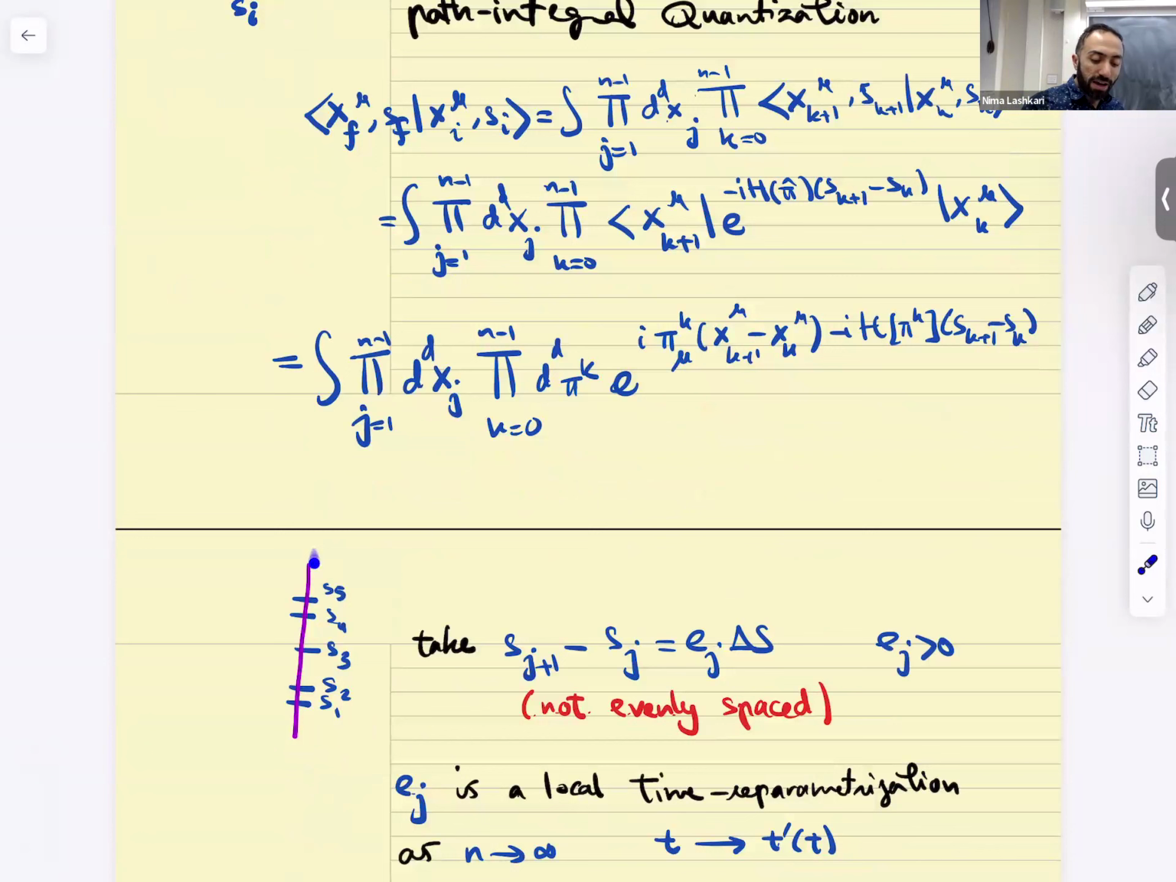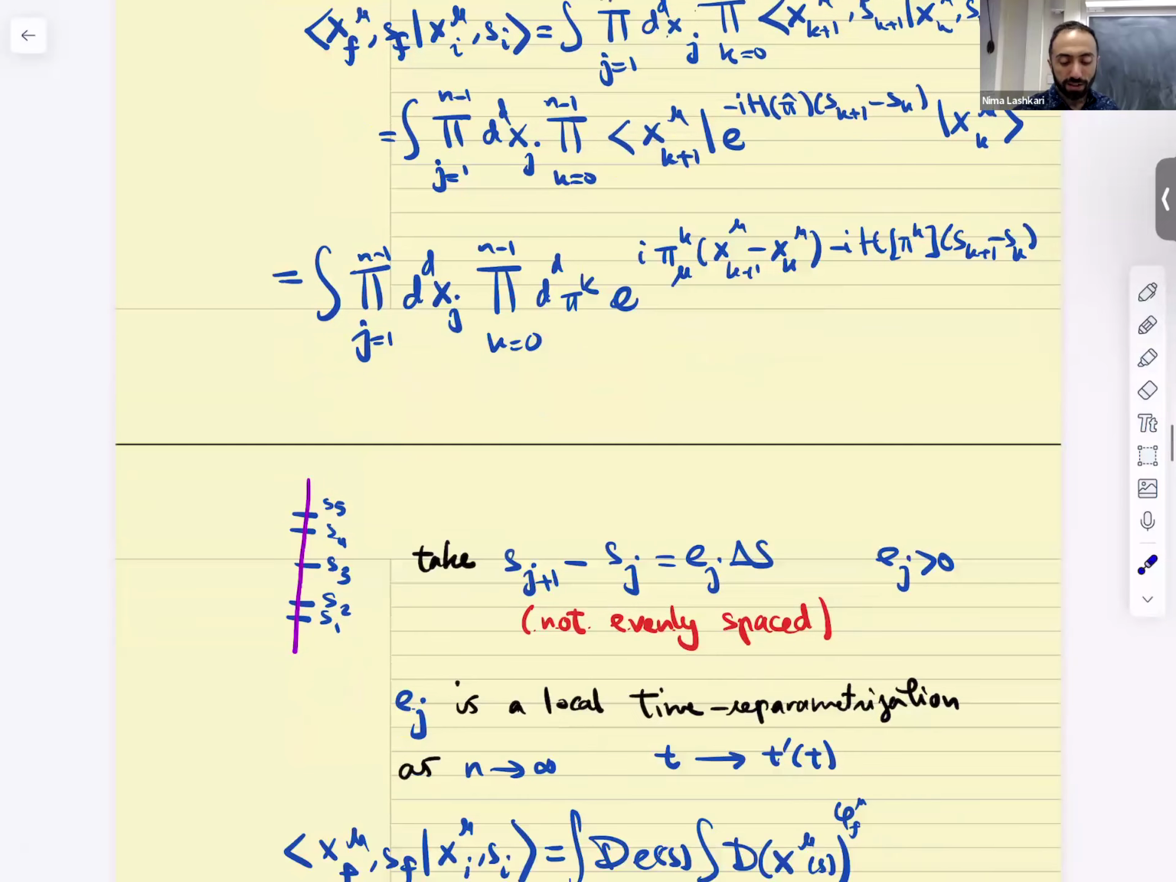Now, this is my internal direction, R, right? That I'm going to parameterize. Notice that the parameterization of this is very arbitrary. It's just how I want to parameterize this internal space. I'm not going to pick them to be equal distance. I'm going to pick them to be e_j delta s. So here's s1, s2, s3. They're not equal. They're not evenly spaced.